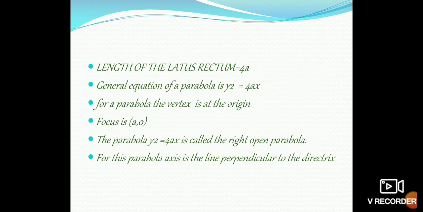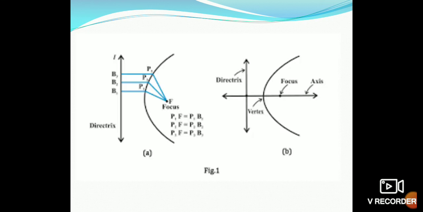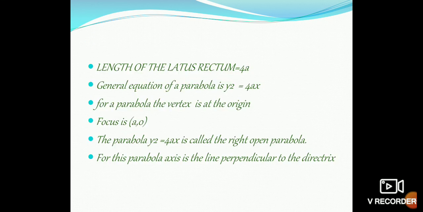From the next slide, axis. For the parabola, the axis is the line perpendicular to the directrix. Let us go back to the previous slide. See the line directrix I have, and I have the x-axis perpendicular to the directrix. So the x-axis is the axis for this particular parabola. y square is equal to 4ax, I have given the formula. The vertex is at the origin. Focus is (a, 0). This parabola is called the right open parabola.